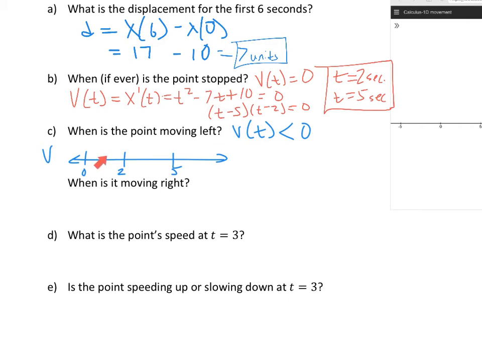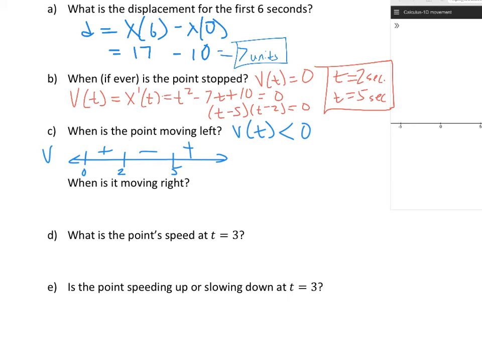So we should probably plug in like 1. Plug in 1 for velocity. Here's our velocity function factored. The velocity equals this. So 1 minus 5 is negative 4 times negative 1. Negative times a negative is a positive. Plug in something like 3. If you plug in 3, you get positive times a negative. Positive times a negative is a negative. Plug in 6. Positive, positive.